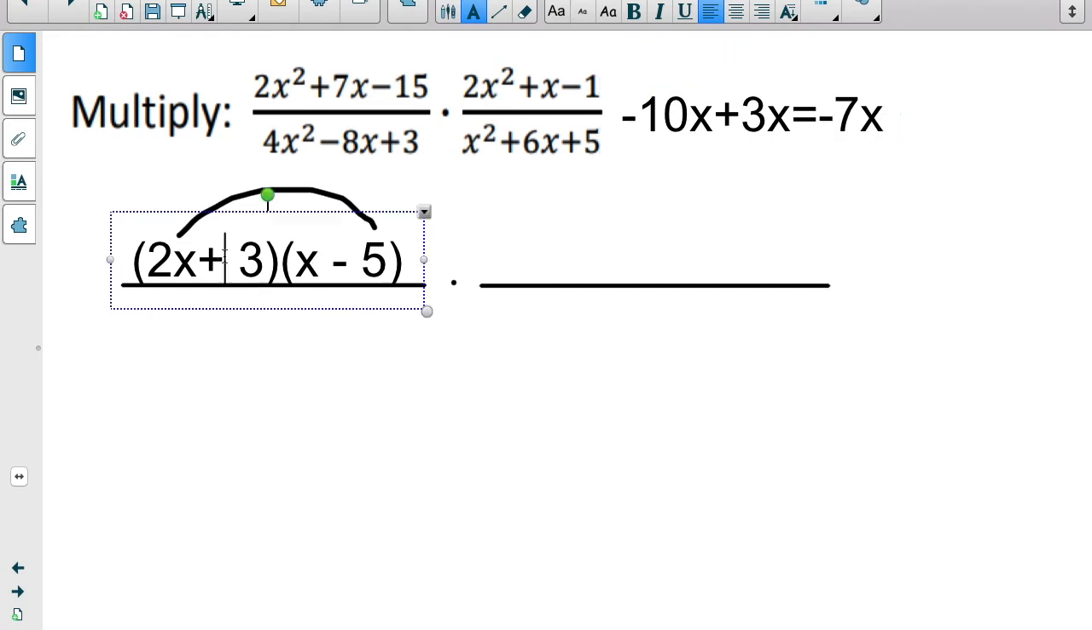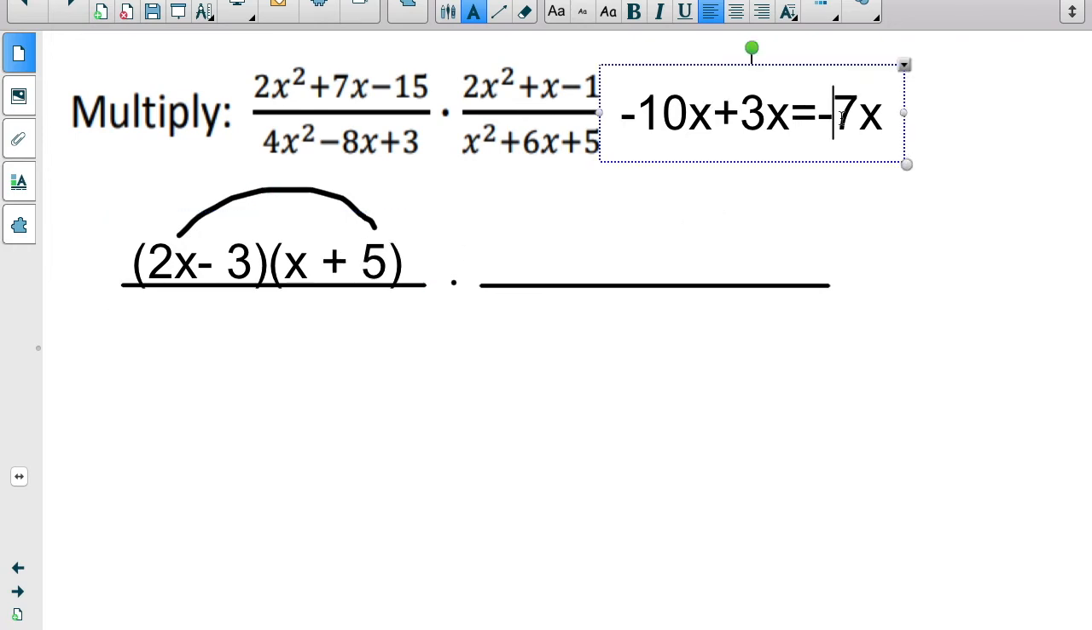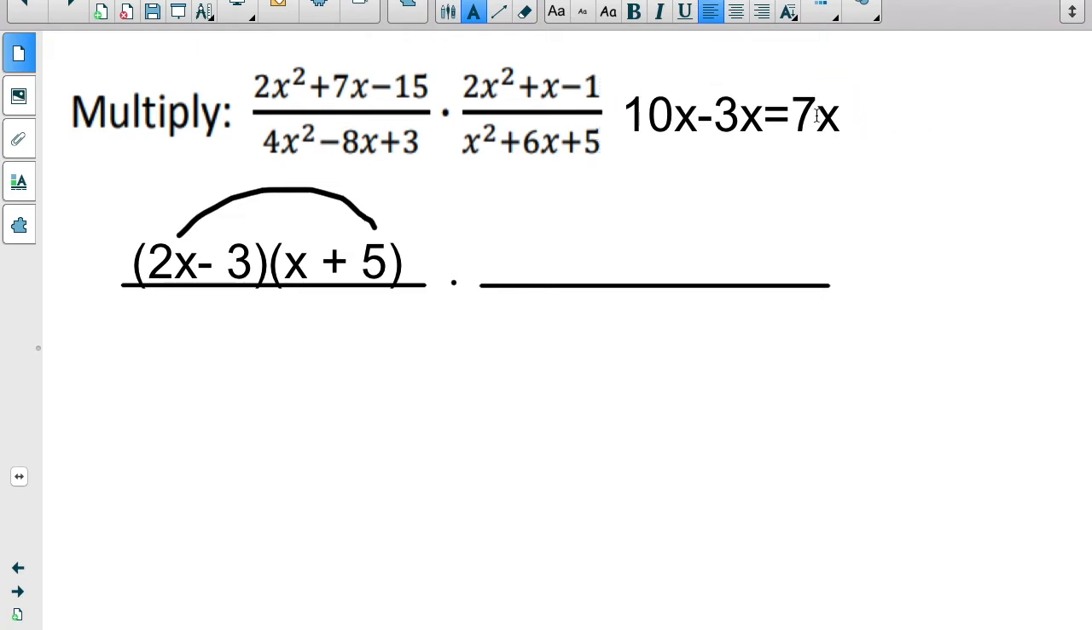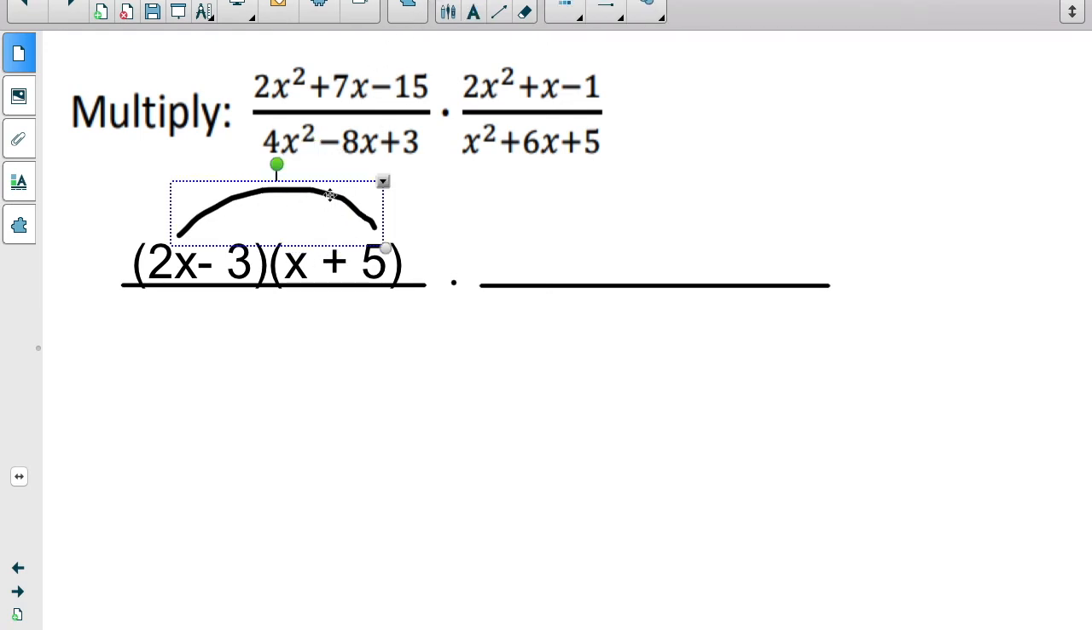Okay, so we almost got it. We just need to flip the signs. Because if we flip the signs, the 3x would be negative and the 10 would be positive, which would give us a positive 7x, which is what we wanted. So the factors of 2x squared plus 7x minus 15 is 2x minus 3 times x plus 5. So we get this here.